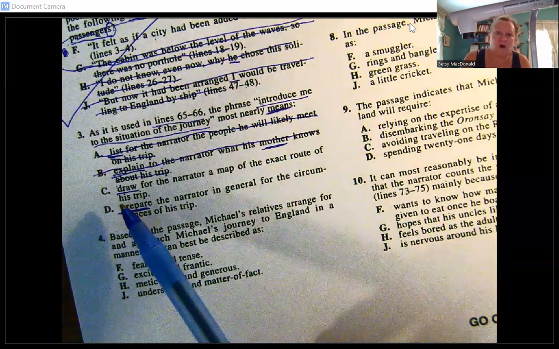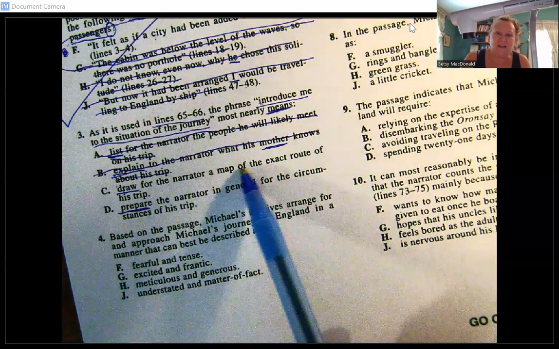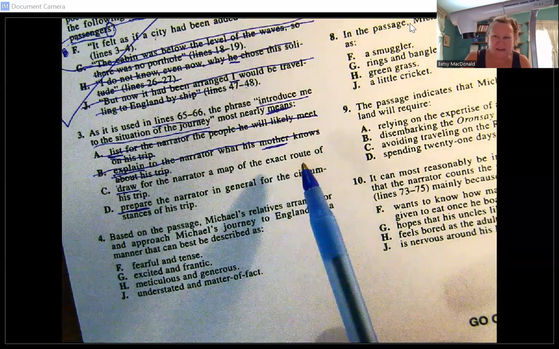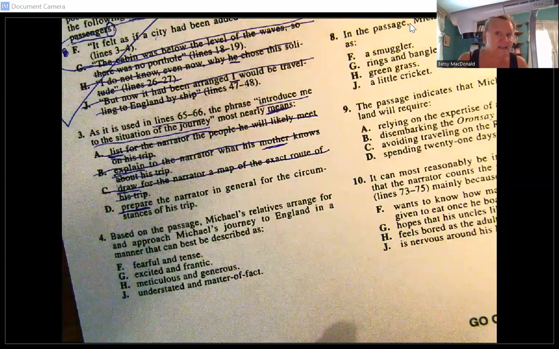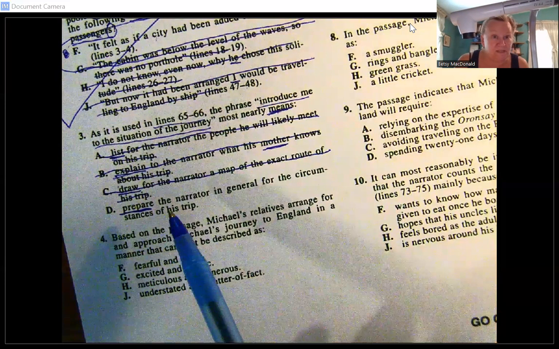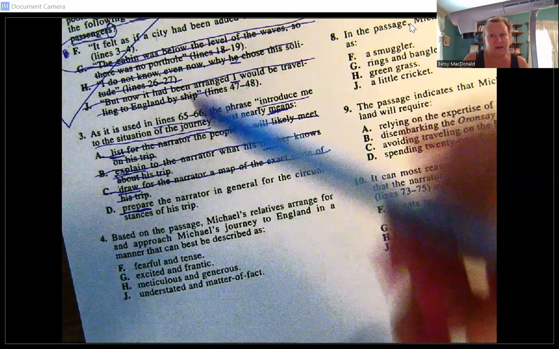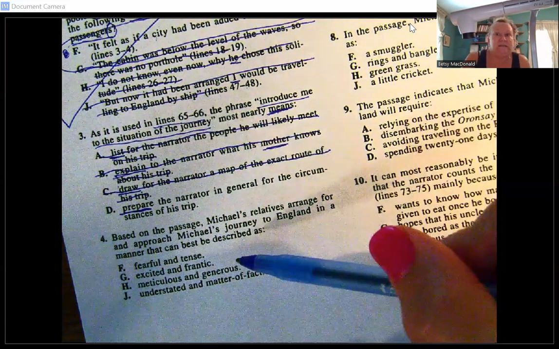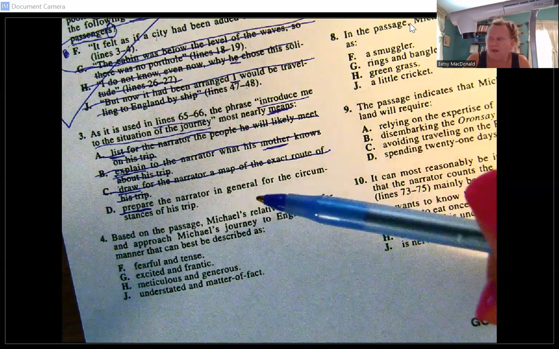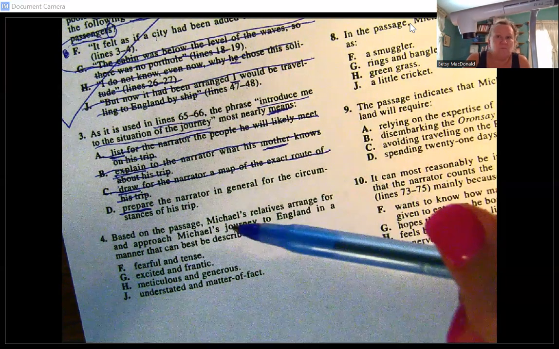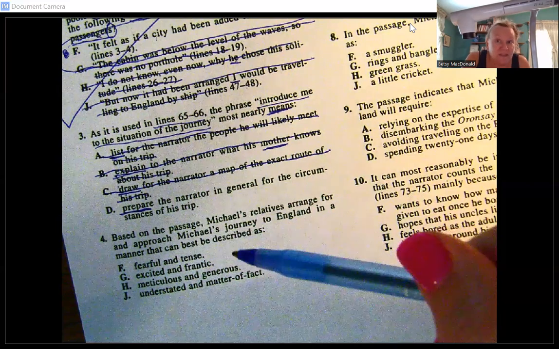All right. Draw for the narrator a map of exact route of his trip. Did we hear anything about the route of his trip? No. So look what we've done. We already think it's D. Now I'm going to confirm it's D. I get nervous when I've already done 3 and I think, I've only got the 1 left, but sometimes I'm right. So if it doesn't happen, then we can go through and rethink the others.